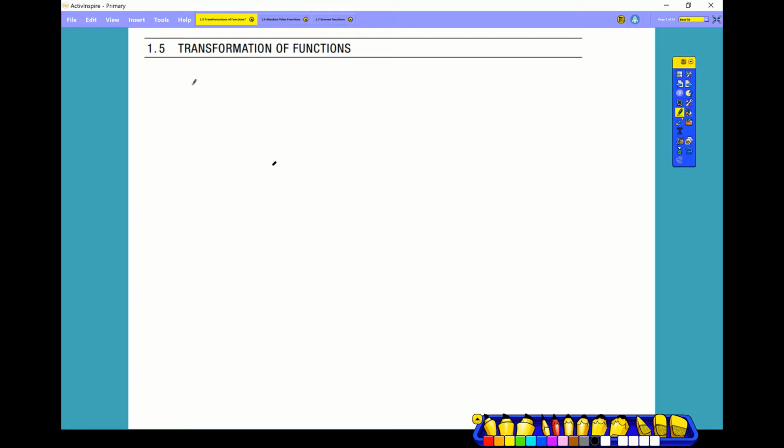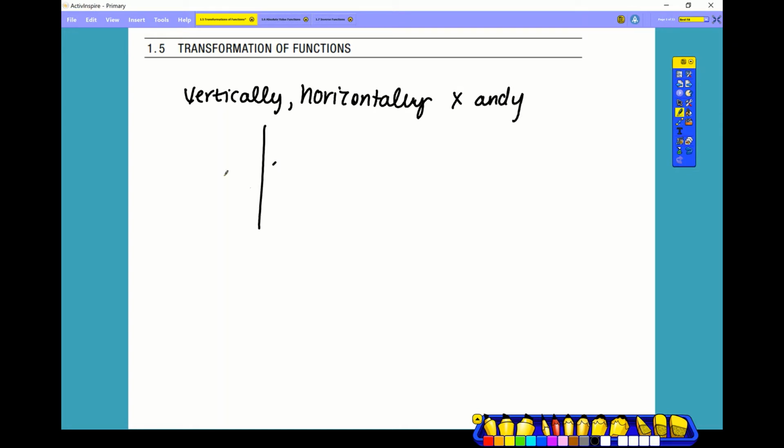We can move them vertically or horizontally, and we can do that in the x and the y. What that means is if I have a graph, I can move it this way from side to side, or I can move it up and down.